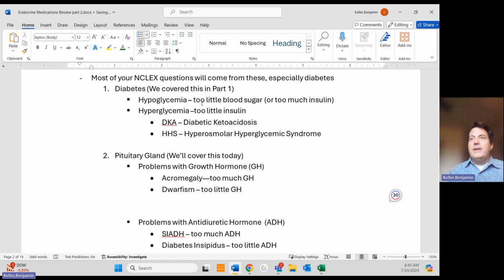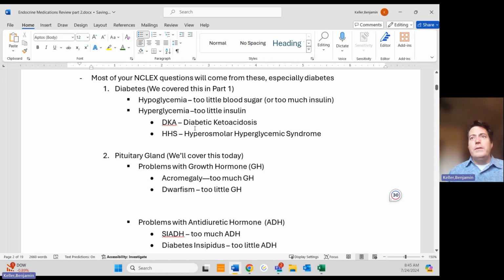Hypoglycemia is typically too little blood sugar or too much insulin. How do we treat hypoglycemia? With carbohydrates, simple sugars. We want to go to simple carbs. Something like 4 ounces of orange juice, 15 grams of carbs every 15 minutes, and we check their blood sugar until we get it back up to where it should be, which is somewhere between 70 and about 100 or 110. So 70 to 110-ish.